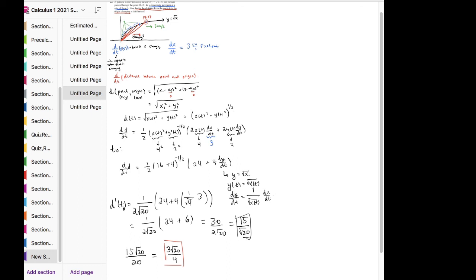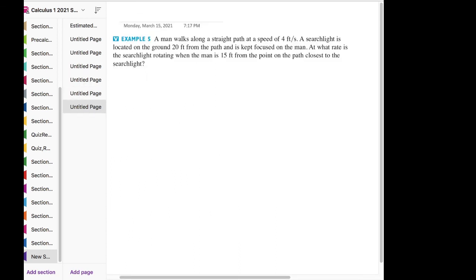Okay, so let's do one more. We may not have time for it, but we can start it. This is supposed to be increasing in difficulty, so this one I thought was the hardest of the bunch. Okay, so you have a person that walks along a straight path at a speed of 4 feet per second, and there's a searchlight that's located on the ground 20 feet from the path, and is kept focused on the person. At what rate is the searchlight rotating when the man is 15 feet from the point in the path closest to the searchlight?